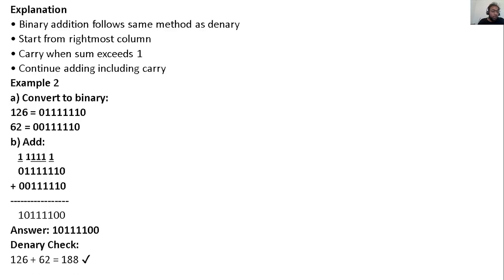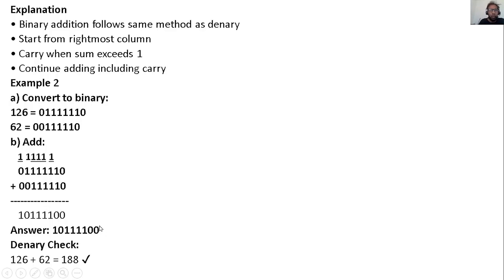In denary, 126 plus 62 gives us 188. If you convert 188 to binary, you will get this answer. So if you get this answer, it means that our solution is correct, and this solution is absolutely correct.